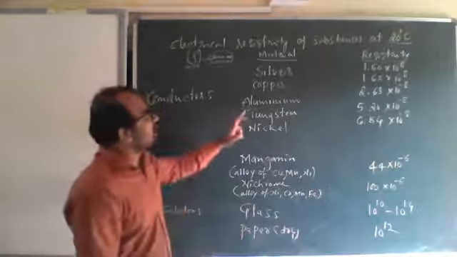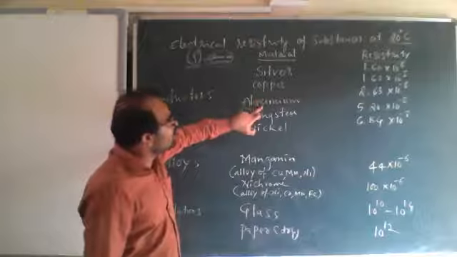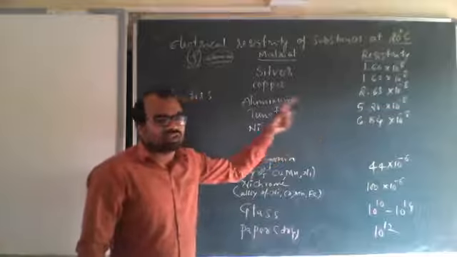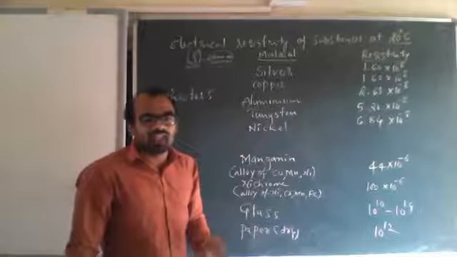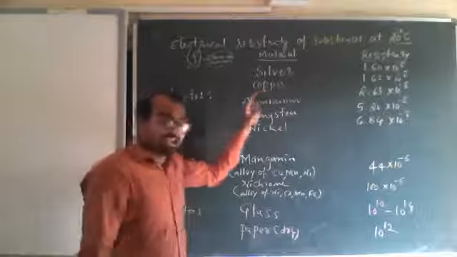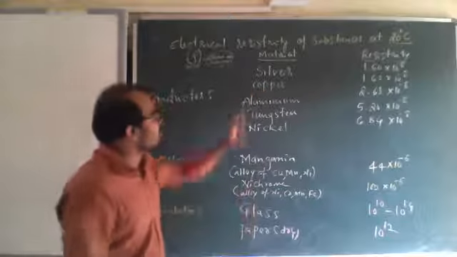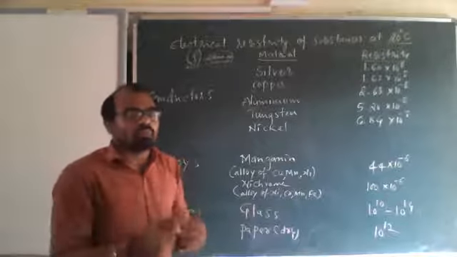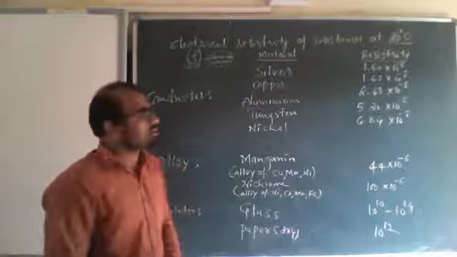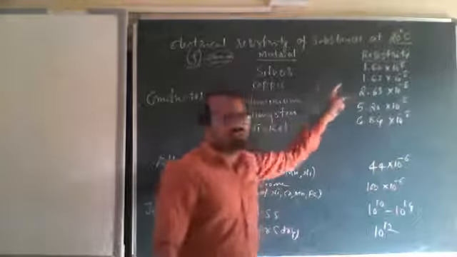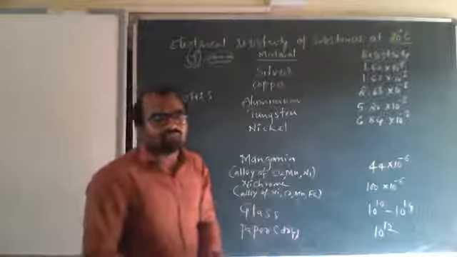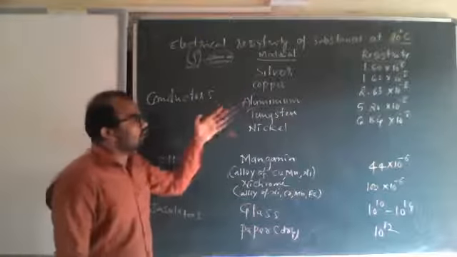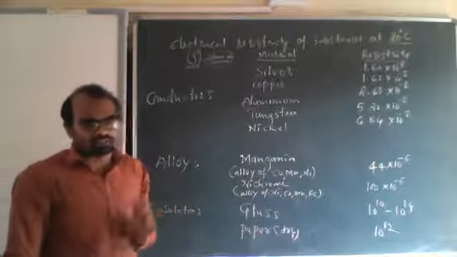So that is why copper and aluminum are used, because they have the proper resistivity, that is low resistivity, for conducting electric current, and they are economical also. Hence, copper and aluminum are used to make wires. Why are they used? Because they have low resistivity of the order 10 to the power minus 8, and they are economical also.